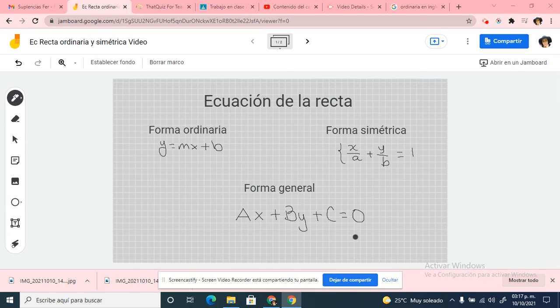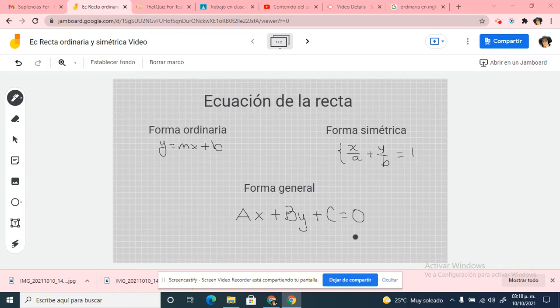Hey guys, today we're going to learn how to transform the equation of the straight line from the general formula to the ordinary formula and the symmetric formula. Okay, the general formula, which you already know, is ax plus by plus c equals zero.